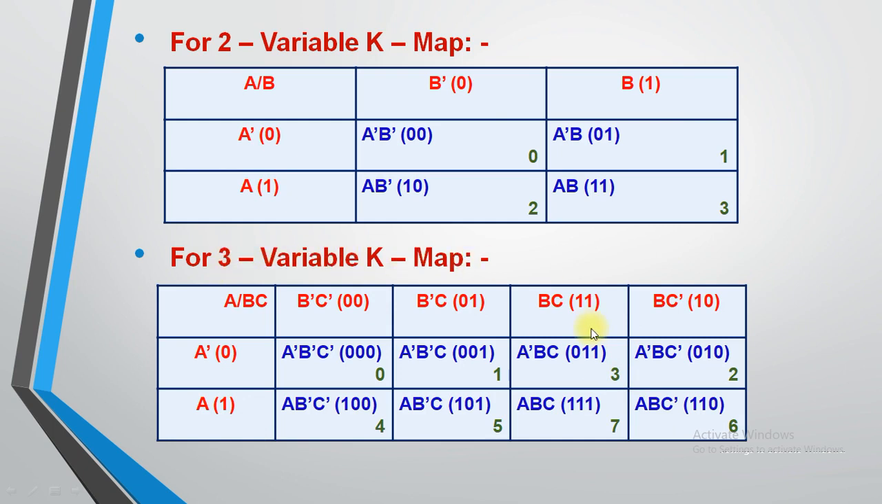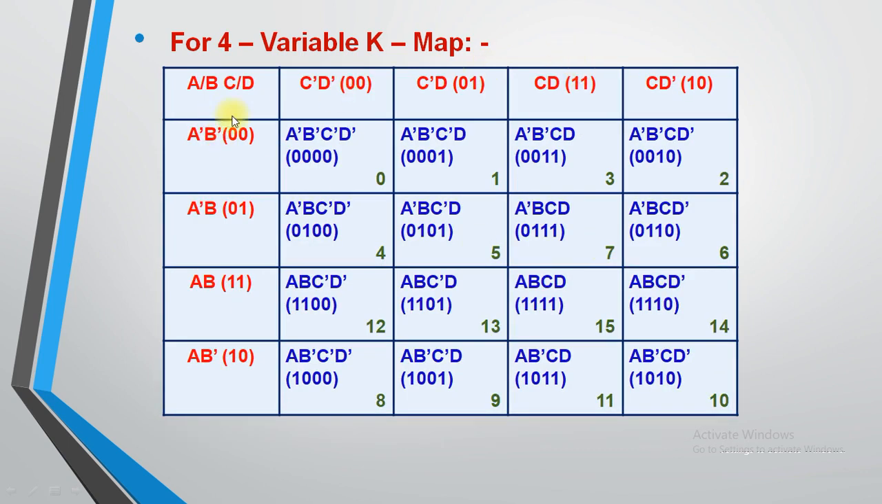Now let me explain the 4 input variable K-map. It is a bit complicated. See, over here we have taken the combination of a single variable and we have created the B and C combination over here. Now see, for the 4 input variable K-map, what you need to do, this represents the pattern of AB and this represents the pattern of C and D. So first of all, let me explain how to write numbers. 0, 1, 2, 3.